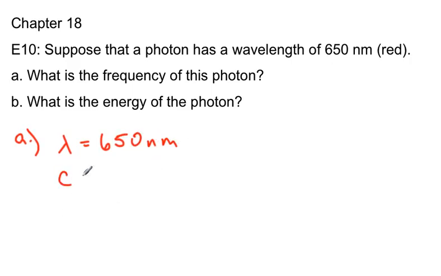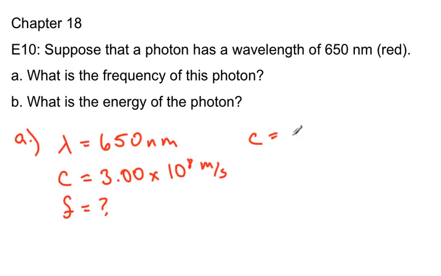We know c, the speed of this photon, it's always the same. It's the speed of light, which is 3.00 times 10 to the 8th meters per second. And we're looking for the frequency. Well, we have the equation c equals wavelength times frequency. And we can rearrange it by dividing by wavelength on both sides, and now we have an equation that is the speed of light divided by the wavelength equal to frequency. We have it solved for frequency.